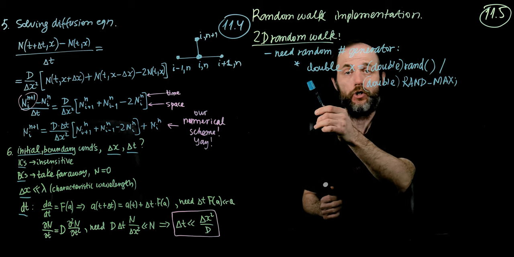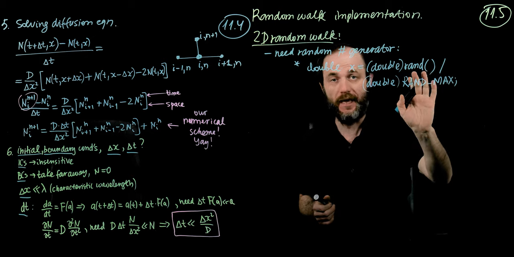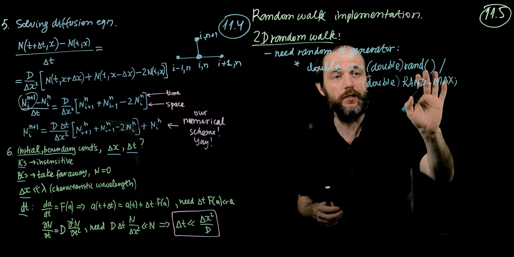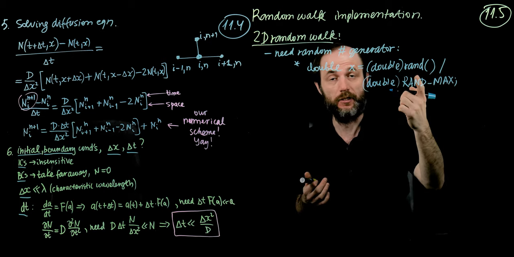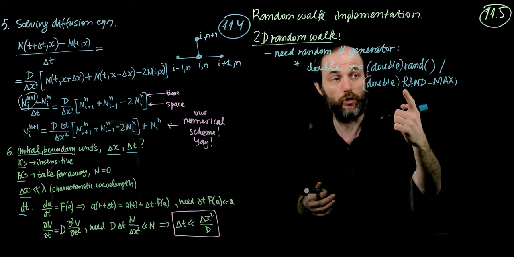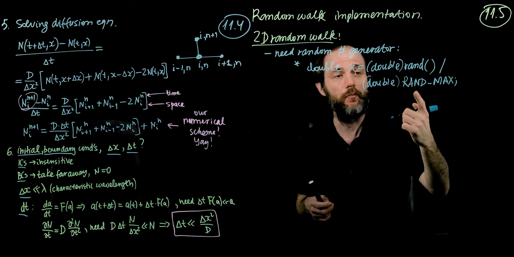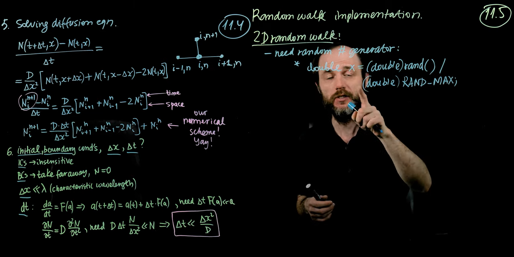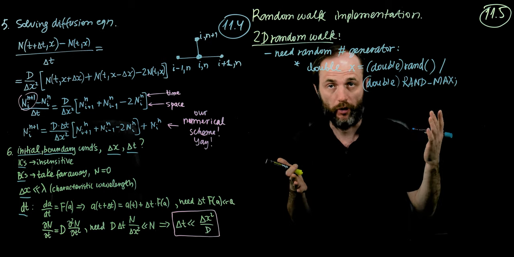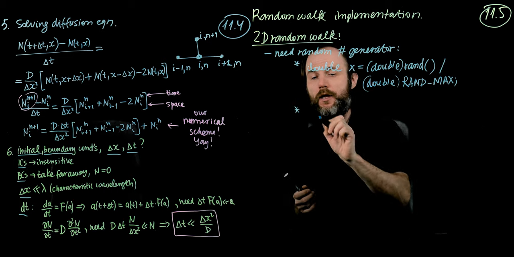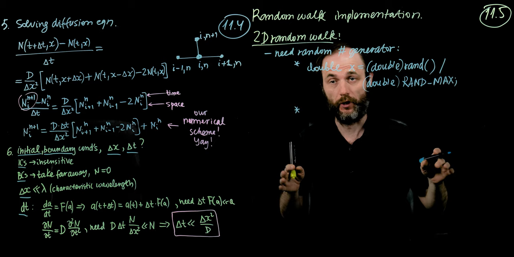so you would create a double variable x that will take the output of the random number generator rand and divide it by the maximum value that this random number generator can return, which is stored here in the RAND_MAX precompiler directive. And this will result in the value of x that varies randomly between 0 and 1. There is another way that I propose you can use. This is all if you're working in C.